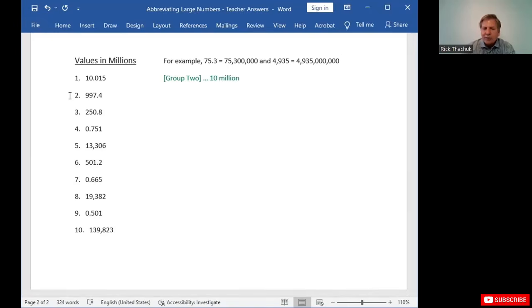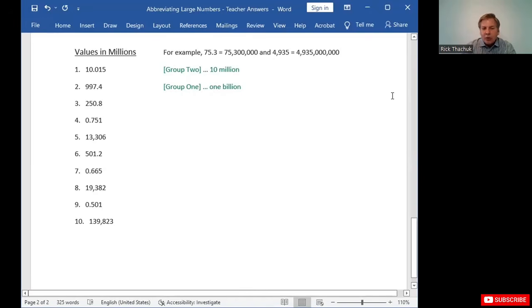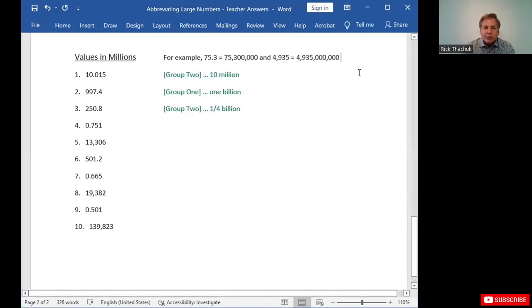So I can refer to that number as any of the words from group 1 and then a billion. Just under 1 billion, almost 1 billion. Number 3, 250.8 million. Well, that's in expanded form 250,800,000. So that number is just over 250 million, and I recognize that as being 1/4 of a billion. So this number is actually just over 1/4 of a billion. So I can use anything from group 2 and then reference 1/4 of a billion. So just over 1/4 of a billion, or approximately 1/4 of a billion.